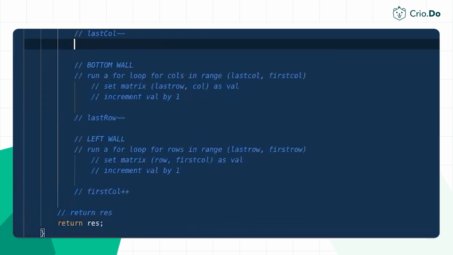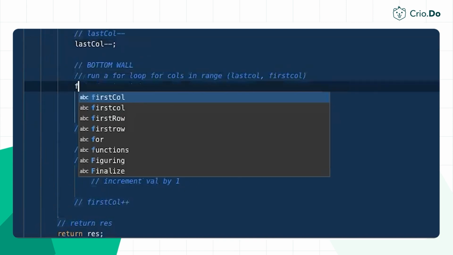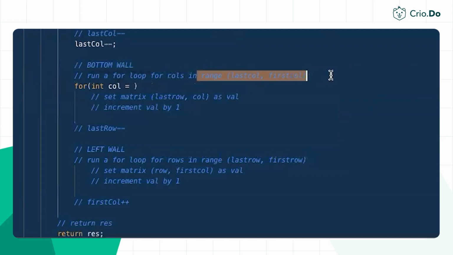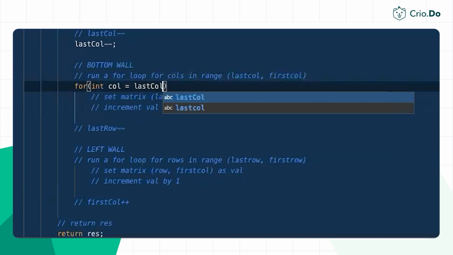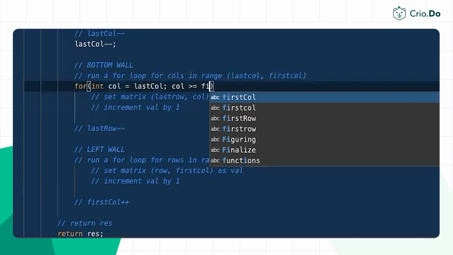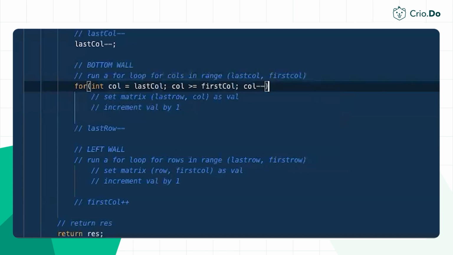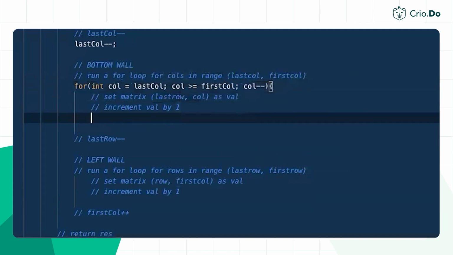Last column should become minus minus. Otherwise, it will be repeated. For the bottom wall, let's run a loop for all the columns. But this time, we have to run it in reverse order, that is from the last column till the first column. From last column until greater than equal to first column, we will run the loop and we will always do minus minus. Why? Because we are now going from right to left, the last till the first.